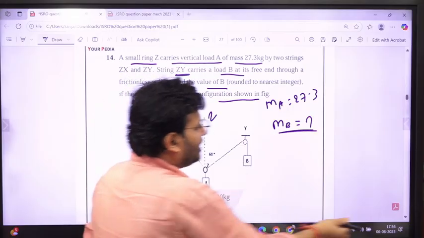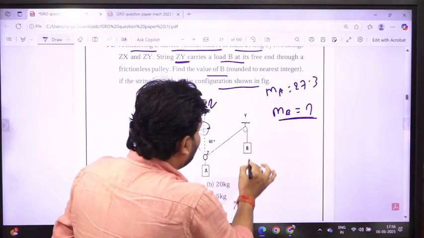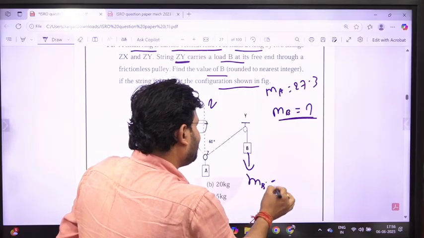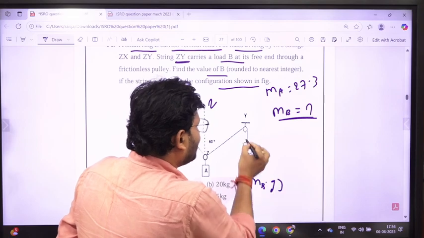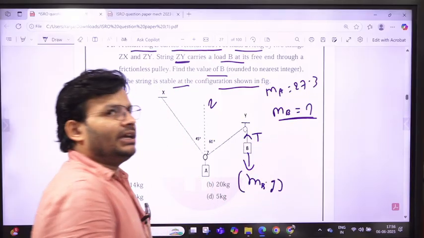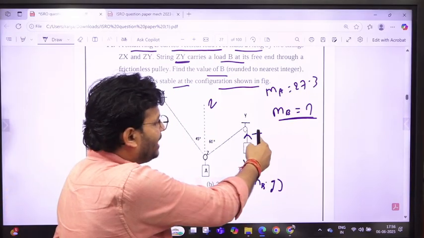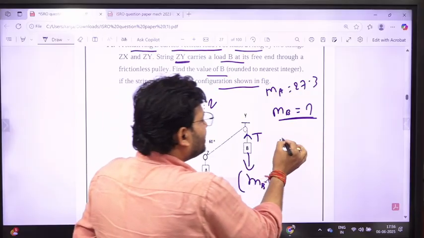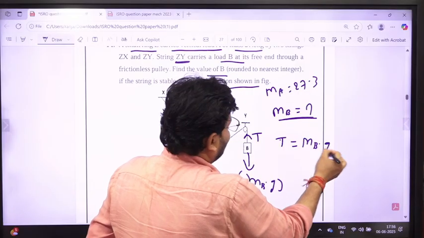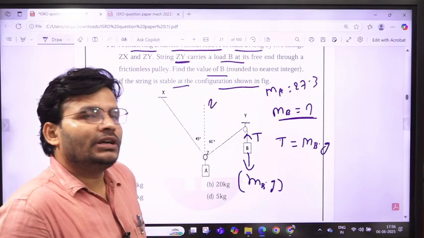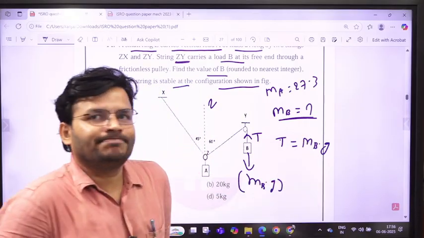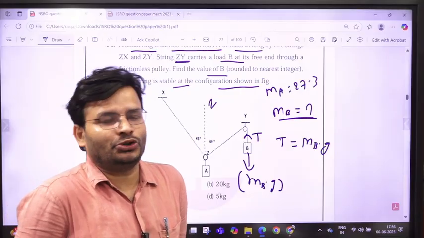If I come to the point, in the vertical direction M_B into g will act, sir. And in the upward direction one tension is coming. If anyhow I am able to calculate that tension, I can say this T is equal to M_B into g. And if I calculate that T, g is known, I will get M_B. That is the only approach I have to take.